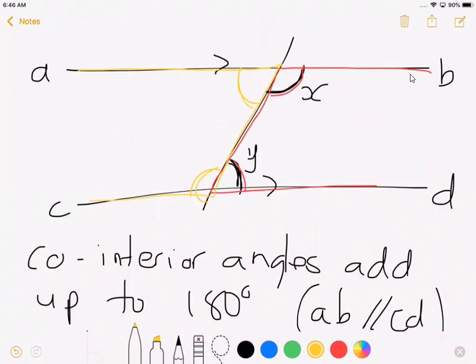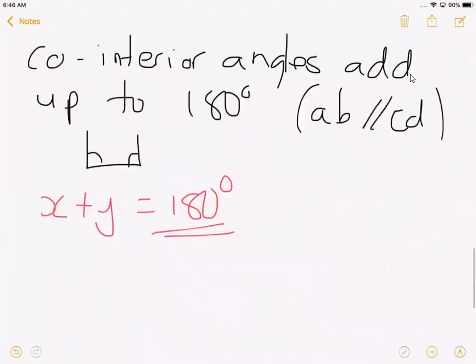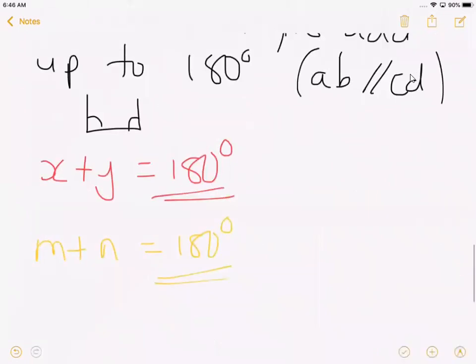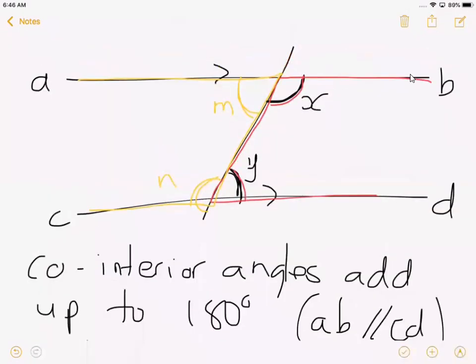Let's call them maybe M and N. In this case again, M and N add up to 180. M plus N is equal to 180. So in the case that maybe they tell you that X is maybe 120, to get Y, you say 180 minus X, because those two angles, they add up to 180.